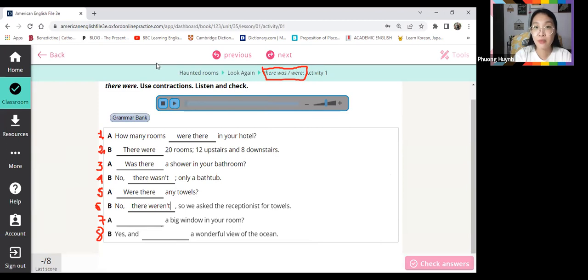So you see a big window. Okay, a big window. So this is singular. So you say, was there a big window in your room? And how can you answer? Yes, a wonderful view of the ocean. So what should you put?